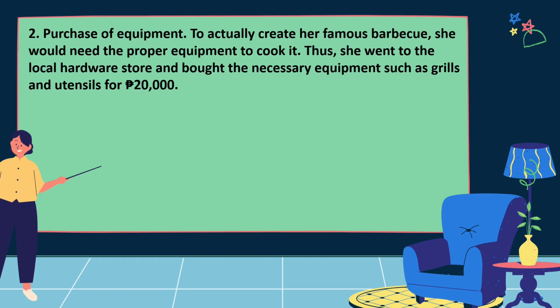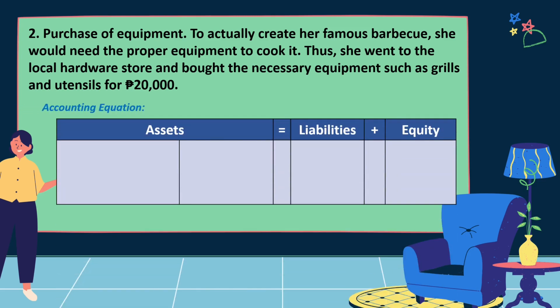Okay, so second transaction, purchase of equipment. To actually create her famous barbecue, she would need the proper equipment to cook it. Thus, she went to the local hardware store and bought the necessary equipment such as grills and utensils for 20,000 pesos. Okay, so using the accounting equation, we have assets is equal to liabilities plus equity.